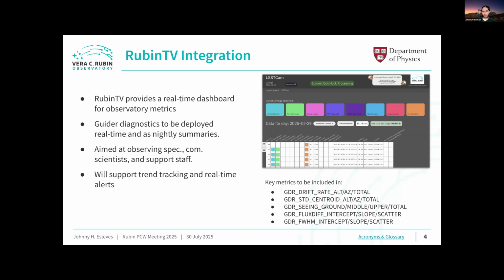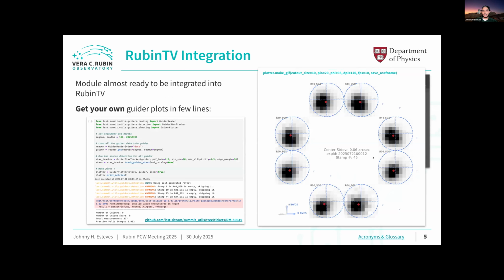These are some of the key metrics that we're going to include: drift rate in the three axes and the total, the standard deviation of the centroids, something that Jack is going to talk more about in the next talk, the flux difference, and the full width half maximum. Here I have an example of a GIF for 50 steps, and basically you see that the telescope was drifting and the star was moving across the focal plane.